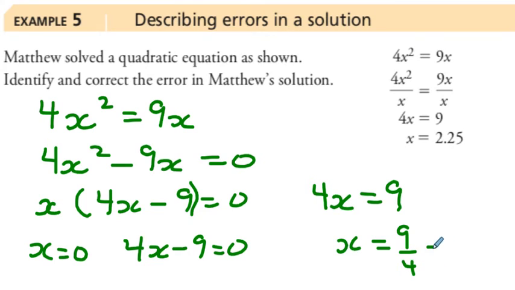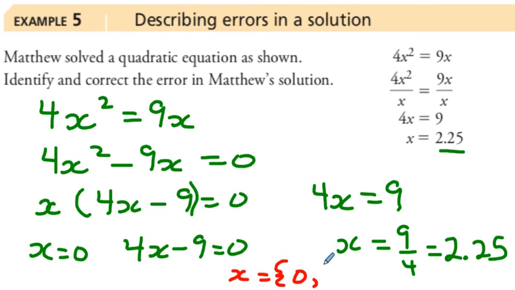And if you wanted to change it to a decimal, of course that is 2.25, which is the one answer that they had up here. So what is the answer? The answer is x equals, and it's both of them, 0 and 2.25.